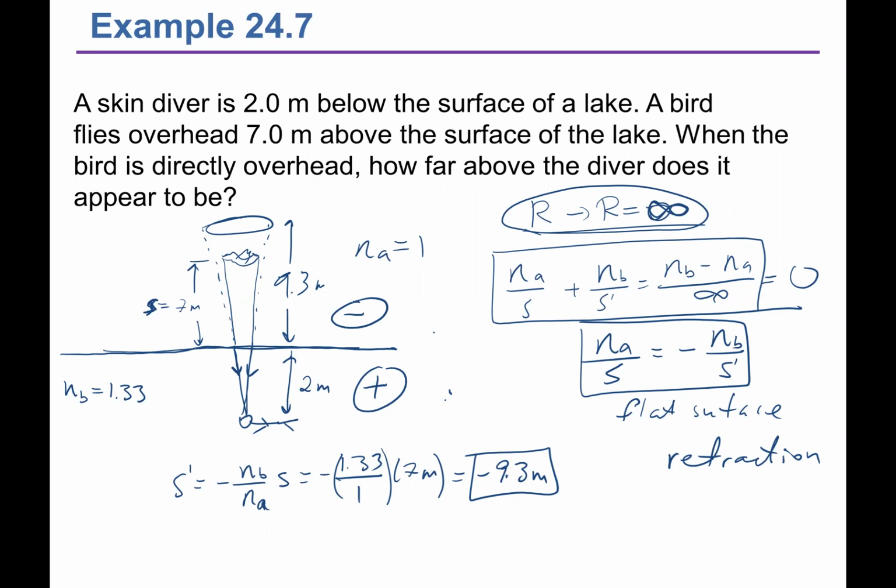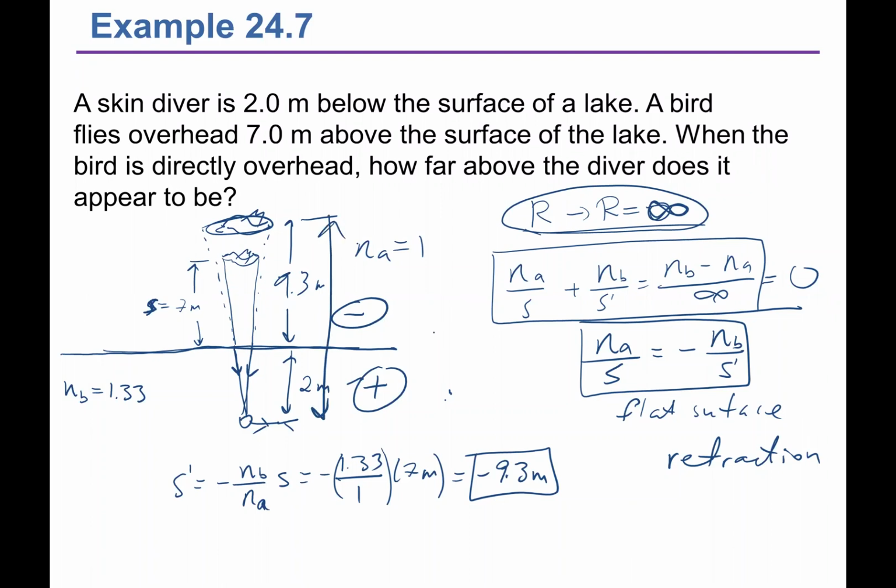And what I have here is then the bird will appear here, right? It actually will appear even a little bit bigger than its actual size. But the idea here is the negative 9.3 meters tells you that the image of this bird will be 9.3 meters above the lake, right? Same side as the object itself. But the question is, how far above the diver does it appear to be?